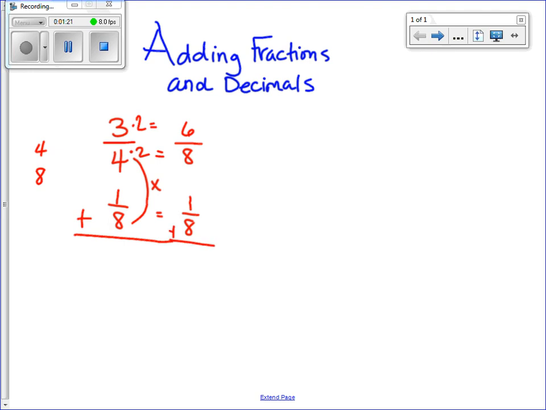Okay, so then I'm going to add these two, and I'm just going to add the numerator, 6 plus 1, like I normally would, and then the denominator stays the same. So I know 6/8 plus 1/8 is 7/8.